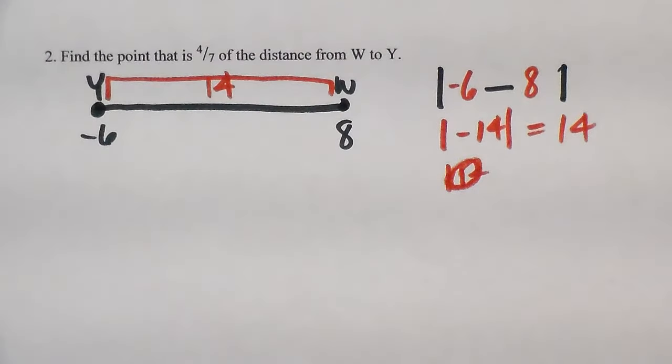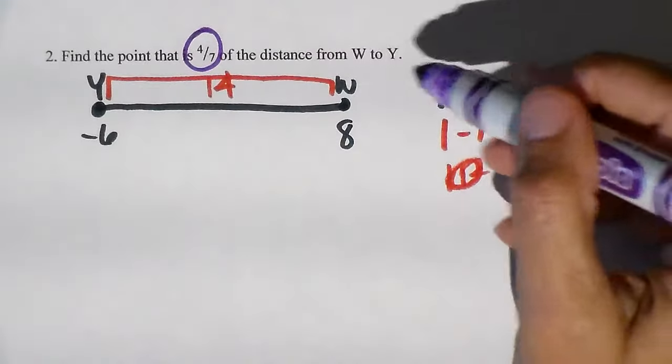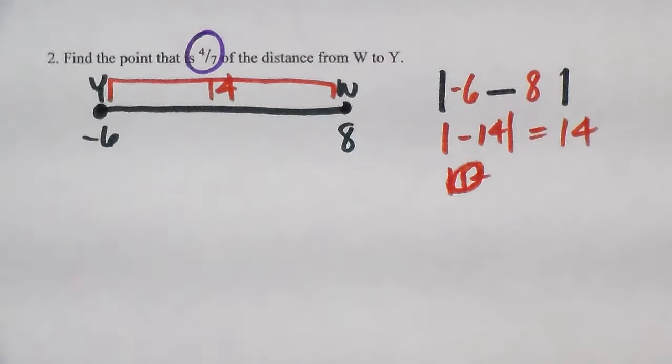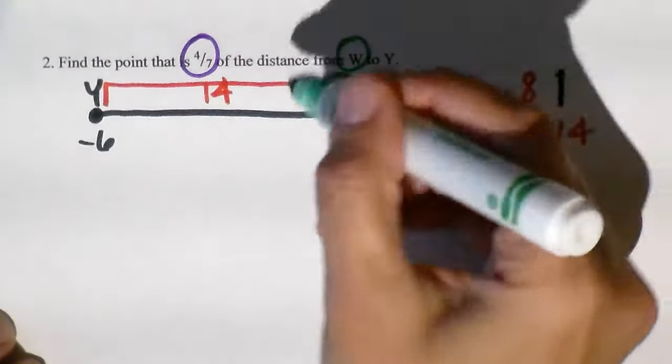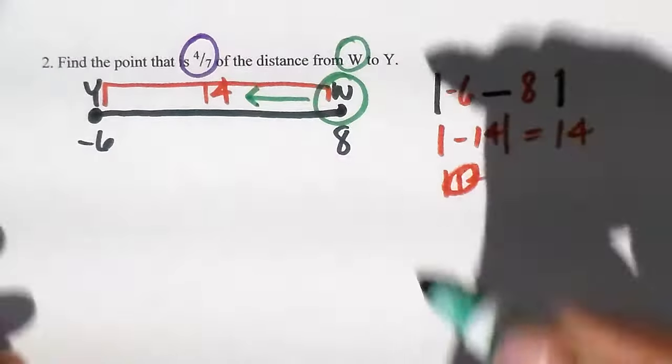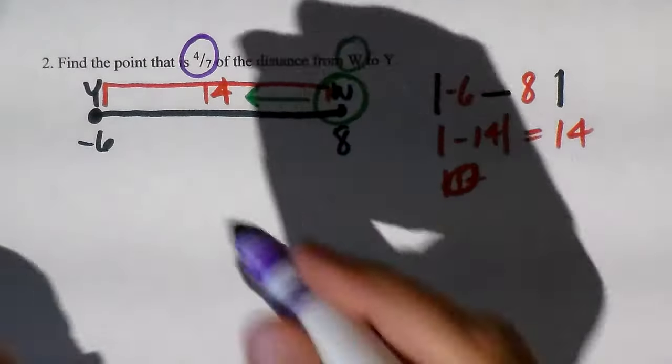But I do not want to go 14 units. I only want to go 4/7 of the way. From where? W. W is green. W is where we start. So which way are we going? This way. So once you get your fractional distance, you have to take that into account.